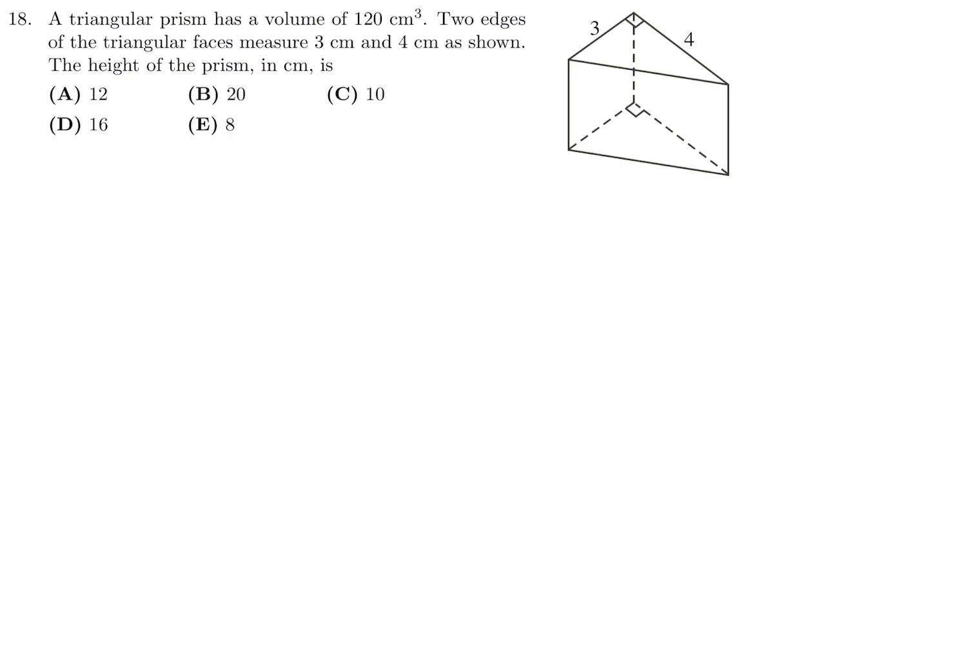A triangular prism has a volume of 120 centimeters cubed. Two edges of the triangular face measure 3 and 4 centimeters as shown. The height of the prism is. Well, the volume of this prism is basically going to be the area of the base times the height of that prism.